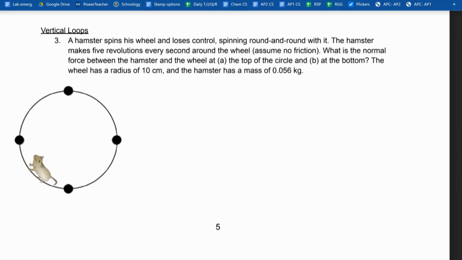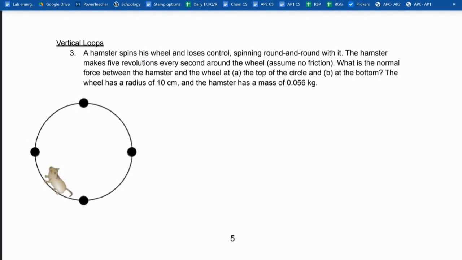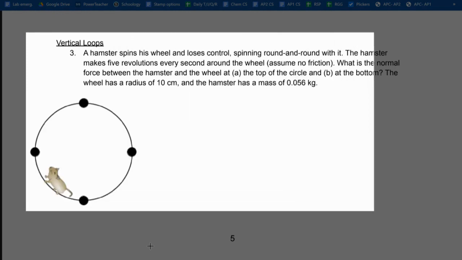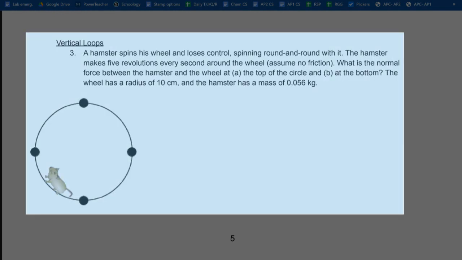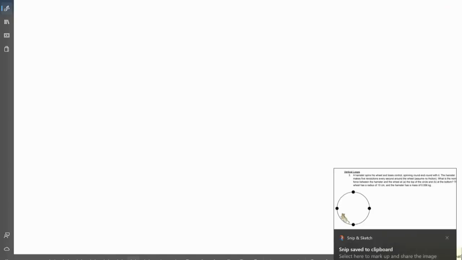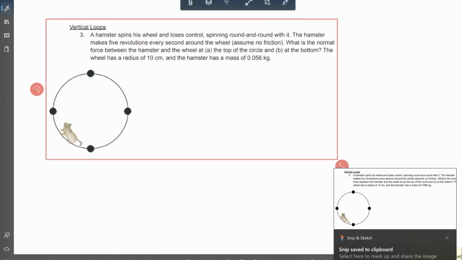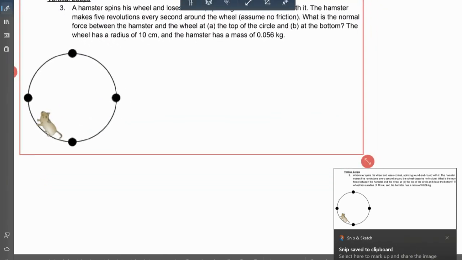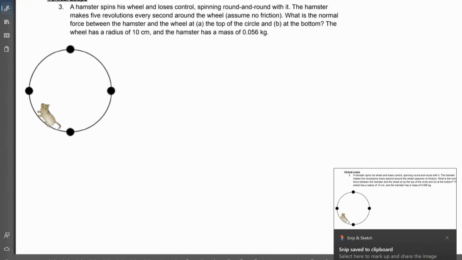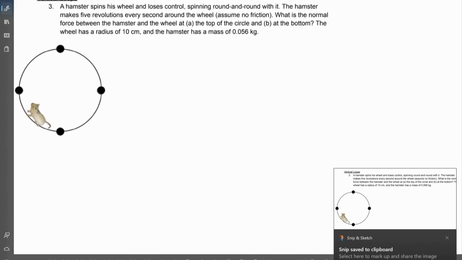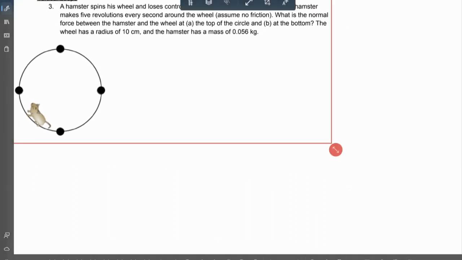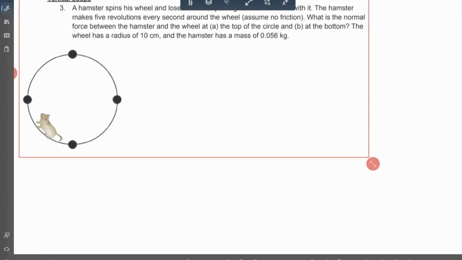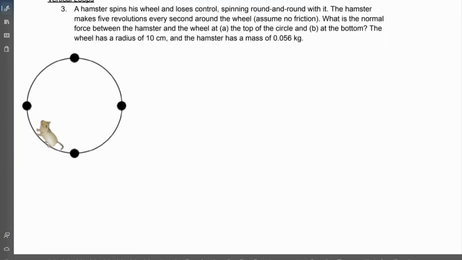All right, vertical loops. So for the vertical loop, we've got this little hamster. Feel free to give him a name, whatever name you want. I think I'm going to name him Gerald. Okay, so we've got Gerald, our little hamster, spinning on his wheel. He loses control, spinning round and round. Okay, so our hamster, going around.